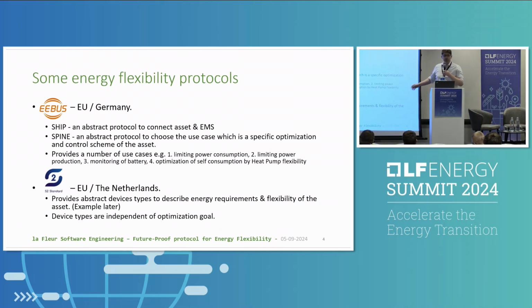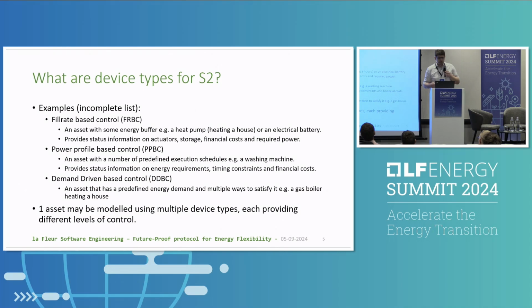Like I said, S2, another option, takes a different approach for standardization. So instead of using specific use cases that revolve around some type of optimization goal, the standard actually specifies device types. And these device types are very generic. I'm going to show a couple of examples. And they do not depend on the optimization goal like AEBUS does. So different design approach. These device types, a couple of examples here. It's an incomplete list. I put in three examples here.